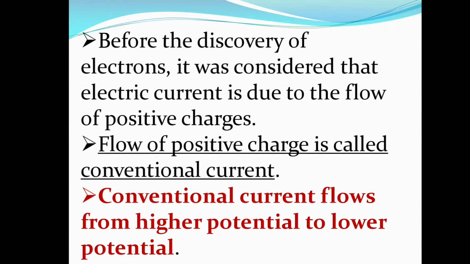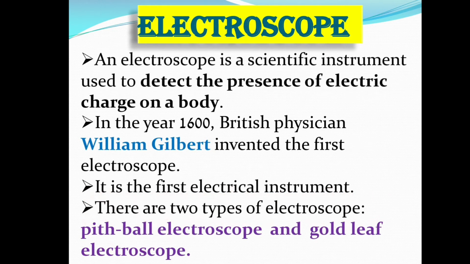The next topic we are going to discuss is the electroscope. An electroscope is a scientific instrument used to detect the presence of electric charge on a body. In the year 1600, British physician William Gilbert invented the first electroscope. It is the first electrical instrument. There are two types of electroscope: pith ball electroscope and gold leaf electroscope.